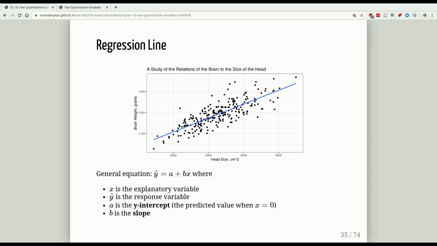And what the slope means is, if I change the value of x by 1, what does my prediction for the average value of y change by? All right, so that's how you interpret the slope.